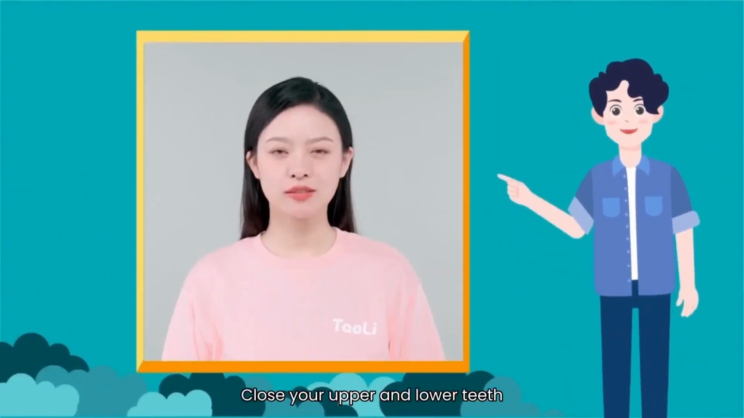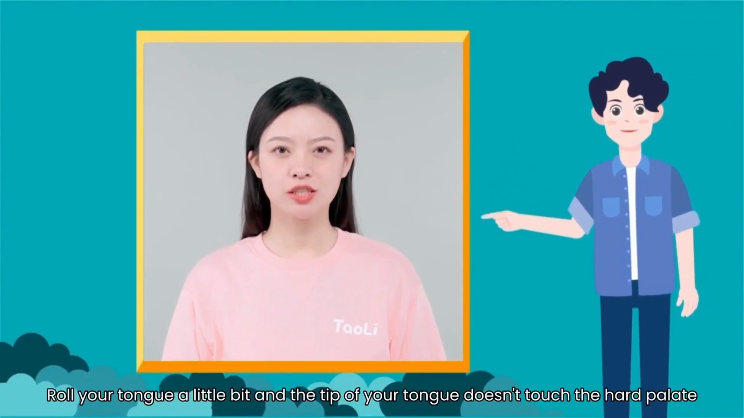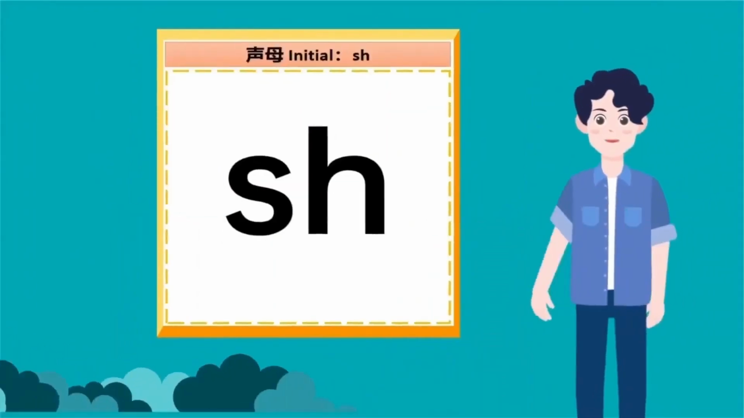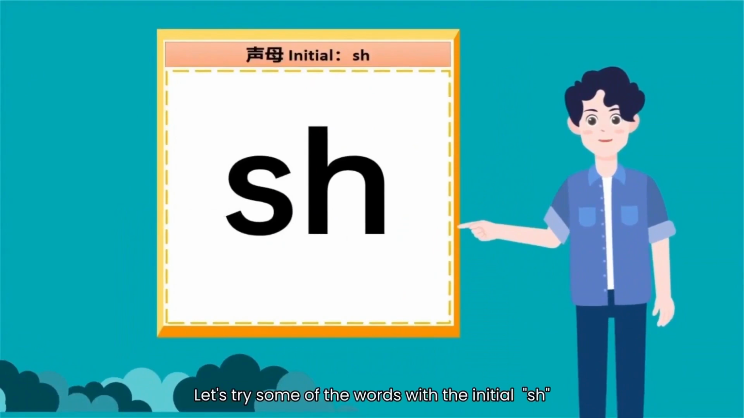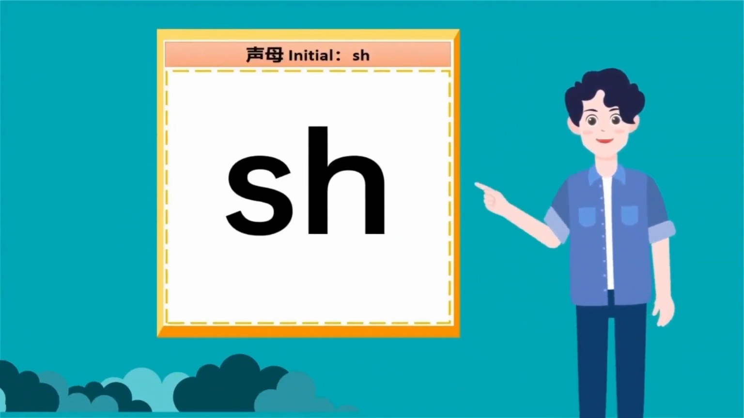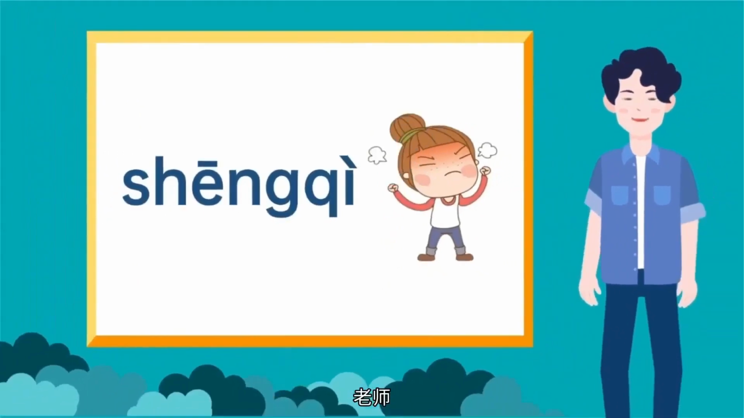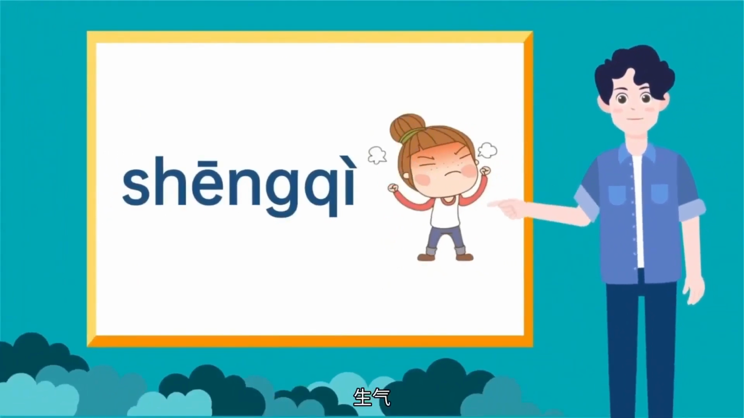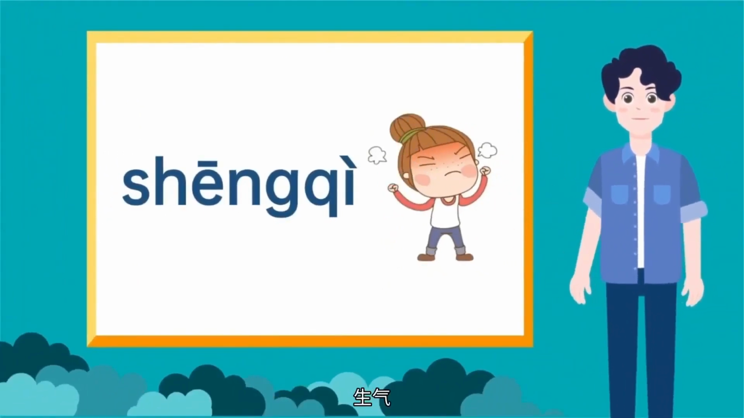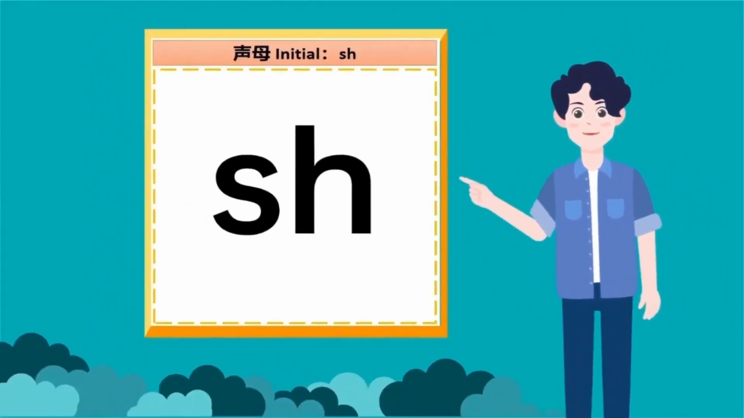Close your upper and lower teeth, roll your tongue a little bit, and the tip of your tongue doesn't touch the hard palate. sh. Let's try some of the words with the initial sh. 老师，老师。生气，生气。That's all for the initial sh.